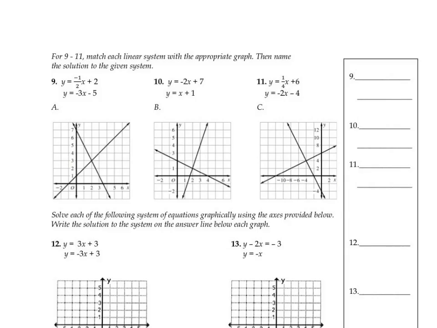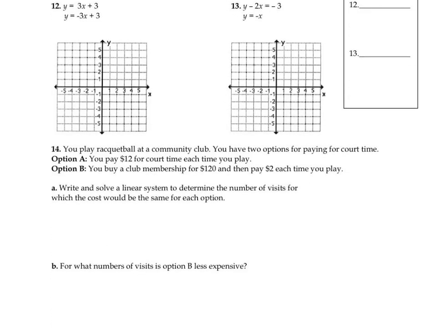Now going to the back, we can look at number 14. So this problem says you play racquetball at a community club. You have two options for paying for court time. Option A is you pay $12 for court time each time you play, and option B is you buy a club membership for $120 and then pay $2 each time you play.